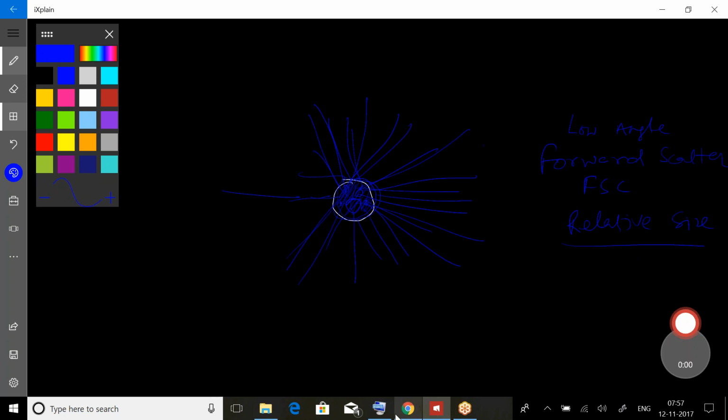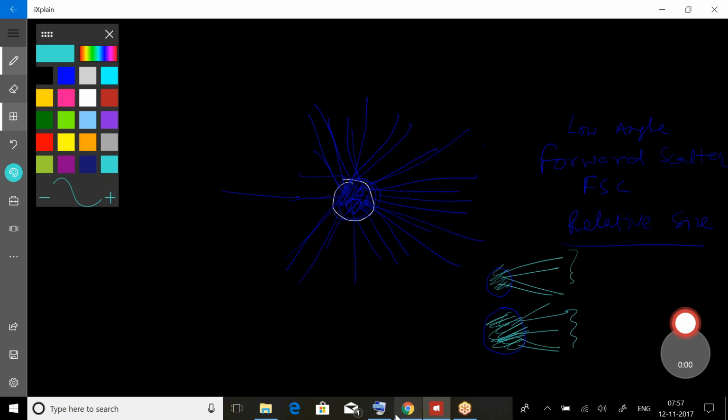Now comes the refractive index. If we have two cells, one large and one small, and both of these cells have a similar refractive index, then their forward angle scatter would differ accordingly. From that forward angle scatter information, we can say that this is small and this is large.